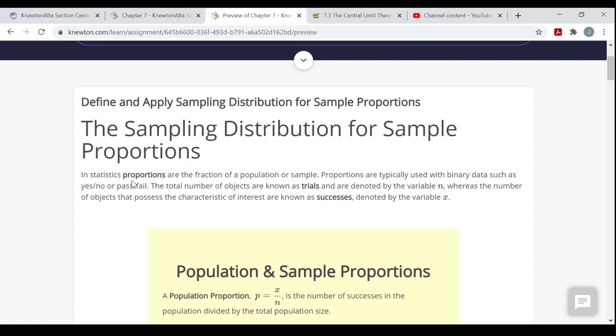So in statistics, proportions are the fraction of a population or a sample that are successes. Proportions are typically used with binary data, such as yes, no, or pass, fail, or success, failure. The total number of objects are known as trials and are denoted by the variable n, whereas the number of objects that possess the characteristic of interest are known as successes, denoted by the variable little x. You've seen similar stuff to this before in chapter 4 when we talked about the binomial distribution.